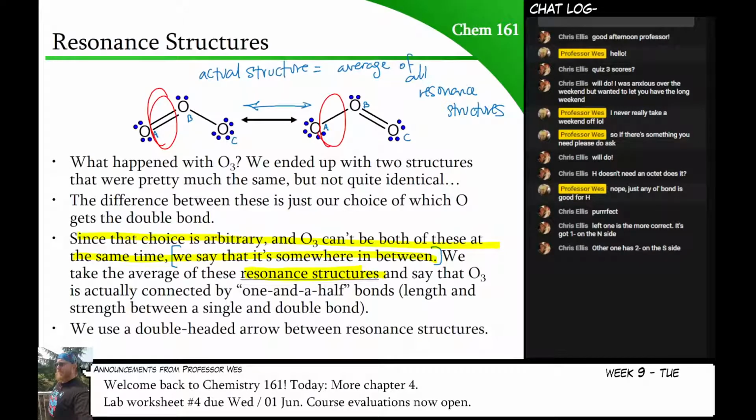When you draw resonance structures out, you indicate that structures are resonance structures of each other with this double-headed arrow here. So make sure you include that.